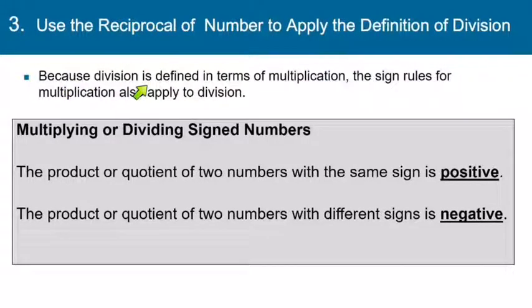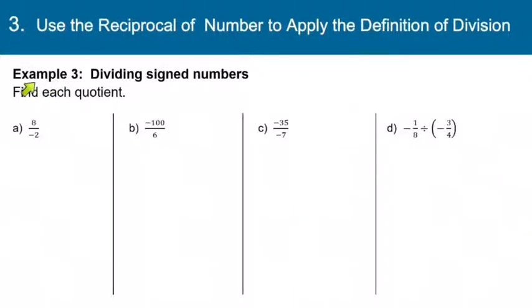Now, good news. Because division is defined in terms of multiplication, the sign rules that we learned from multiplication also apply to division. So now, to summarize, we have our rules here for multiplying or dividing signed numbers. The product or quotient of two numbers with the same sign is positive, and the product or quotient of two numbers with different signs is negative. Okay, let's practice with example 3.